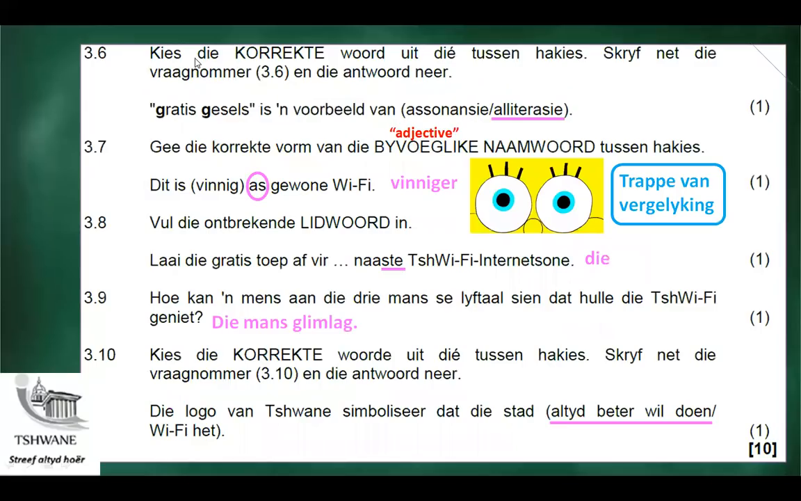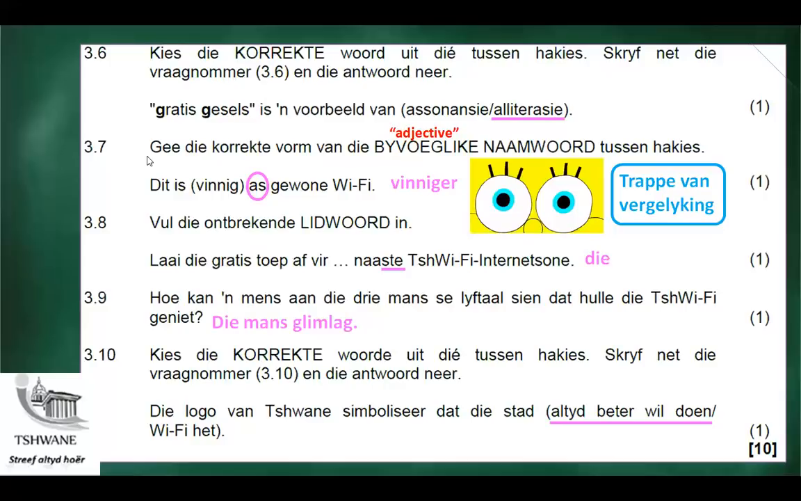Nou sê dit kies die korrekte woord uit die tussen hakies. Weer eens skryf jy net jou vraagnommer en die antwoord neer. Gratis gestel is 'n voorbeeld van assonansie of alliterasie. Onthou, dit is die herhaling van die konsonante. It's the repetition of the consonants. Daarom is dit alliterasie.